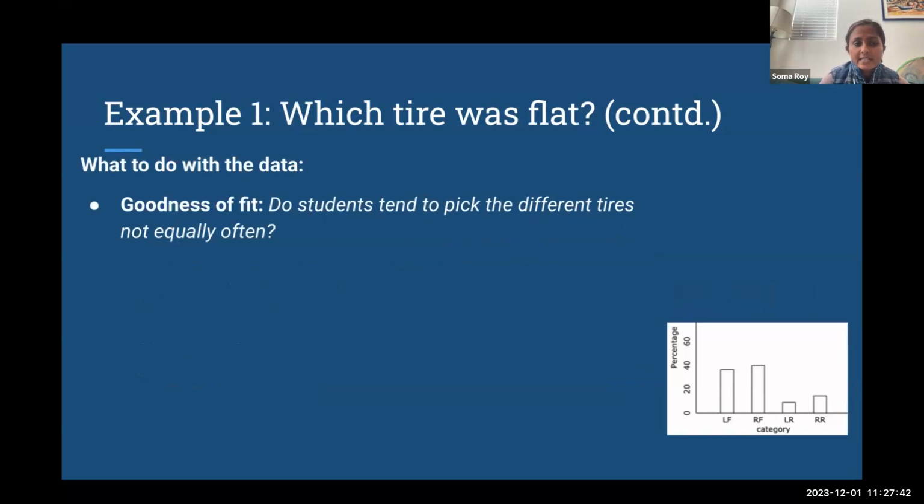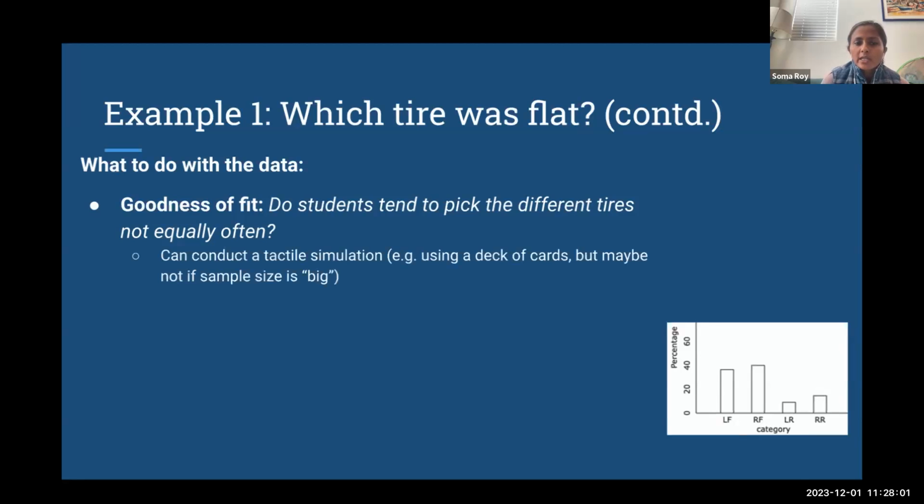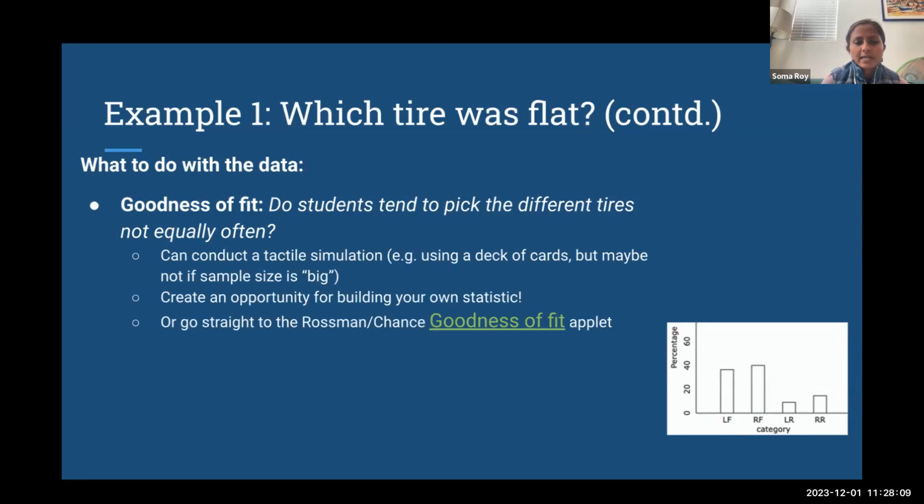Another use of that data set is to do a goodness of fit. So if students tend to pick the 4 different tires not equally often, or is it plausible that, or how does it fit an equal choice, equal chance choices distribution? So again, you can do a tactile simulation, but I'd be careful if it's a large sample size. Like I said, in my classes it was 55 students. I'm probably not going to do that.